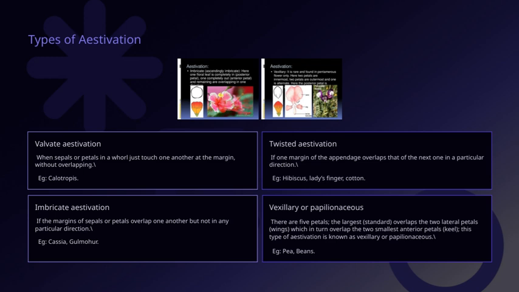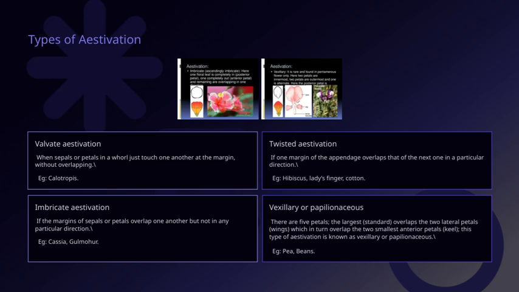Next, we have twisted estivation, typical of flowers like hibiscus, lady's finger, and cotton. Here, if you look at the margins of the petals or sepals, you'll notice that one margin overlaps the next in a particular direction, creating a twisted look. Then there's imbricate estivation, seen in plants like calotropes. In this case, the margins of the petals or sepals overlap each other, but not in any specific direction. It's more of an irregular, overlapping pattern without a defined sequence.